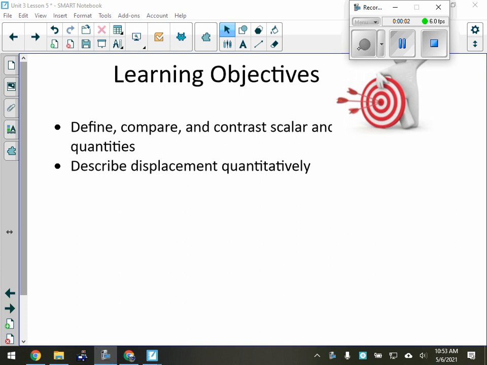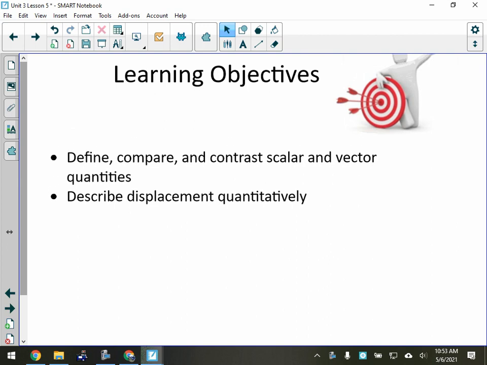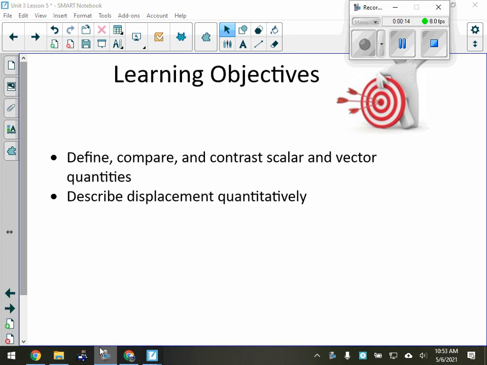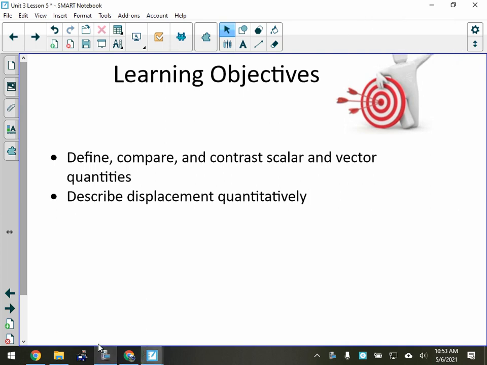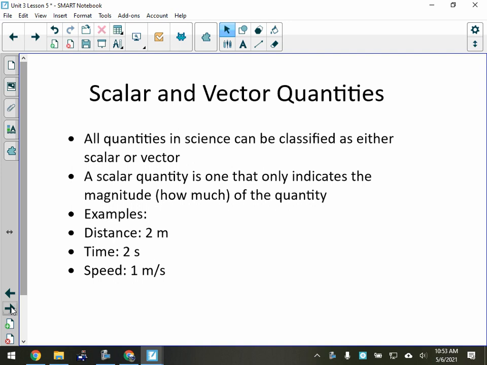We are going to look at something called compare and contrast: scalar and vector quantities. We're going to start talking about what we call a vector today, and we're also going to describe what a displacement is. Today can be a little bit confusing, although it's not that bad, but we really need to understand the difference between scalars and vectors and this new word called displacement, because we're going to be using these things going forward.